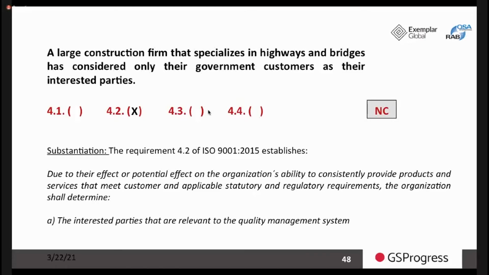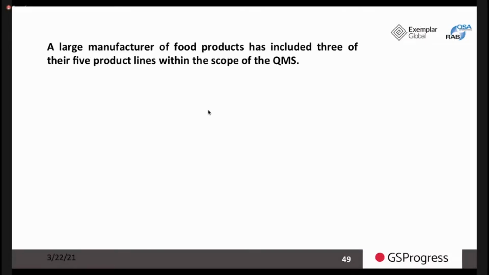All right, let's go to the next example. We're going to do the same thing. Chelsea, you can read through the question and then go to the standard and find out. A large manufacturer of food products has included 3 of their 5 product lines within the scope of the QMS. So once again, let's see if it's a non-conformity, and then we're going to look at what section it is. So just go ahead and look at the standard.